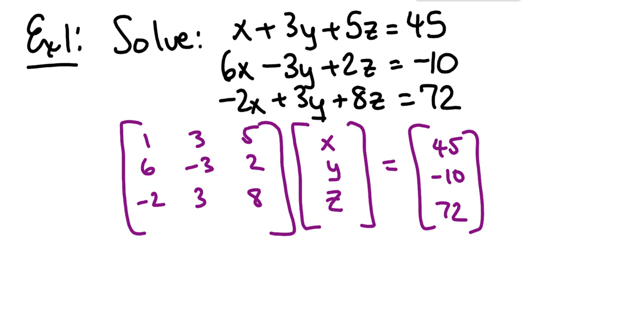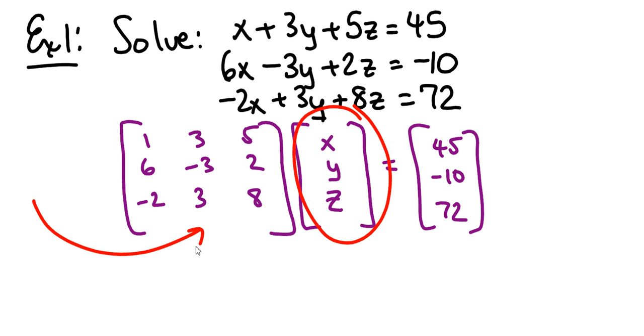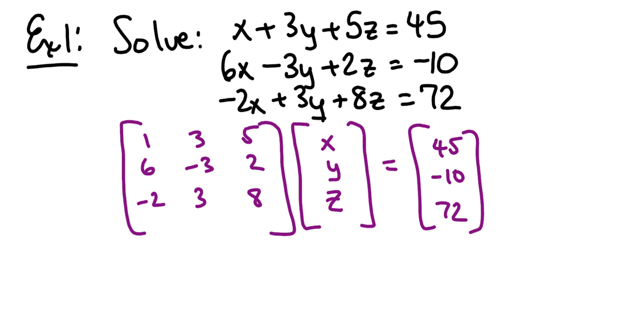So why would we write the equation this way? Why would we turn the system into a matrix equation? What's the advantage? Well, we can isolate this matrix if we can get rid of that one. Wouldn't it be nice if we could divide? But we can't. So what do we do instead?